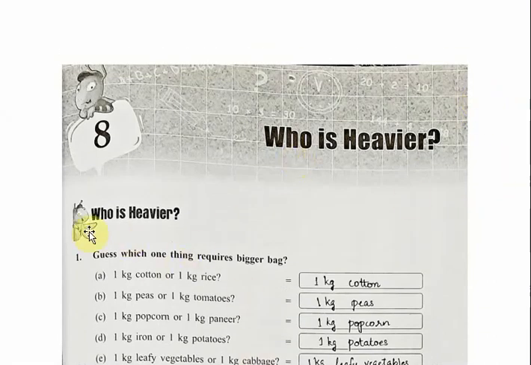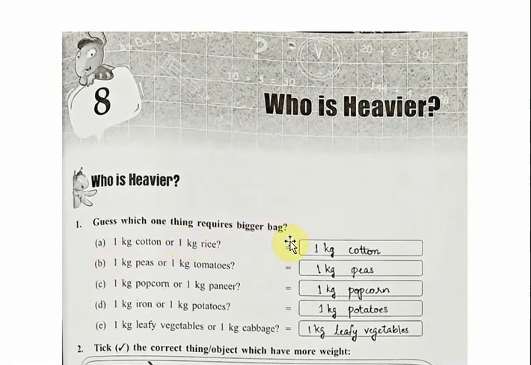Who is heavier? Guess which one thing requires a bigger bag. So here we have to find out which item requires a bigger bag. While learning our textbook, we have learned that the thing which is lighter requires a bigger bag and the thing which is heavier requires a small bag, depending upon the weight of the items. So the bag which we use to carry the item will depend upon the weight of the item.